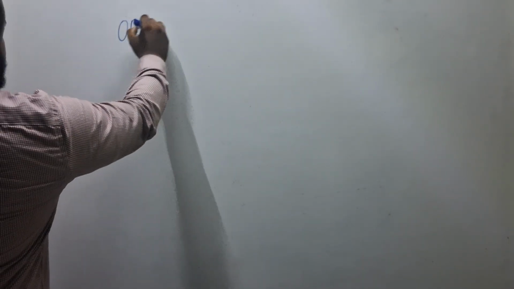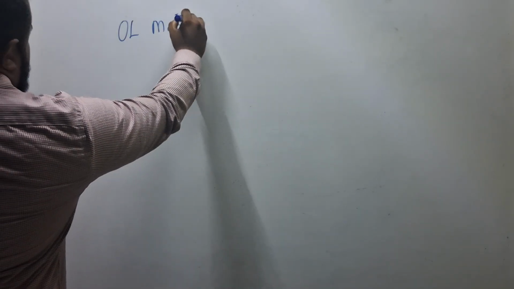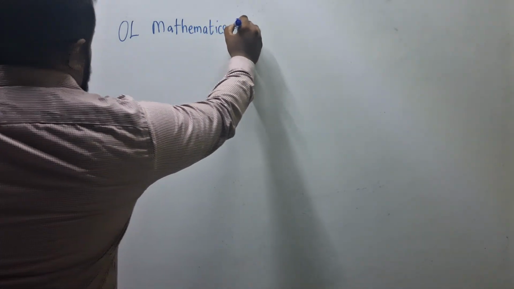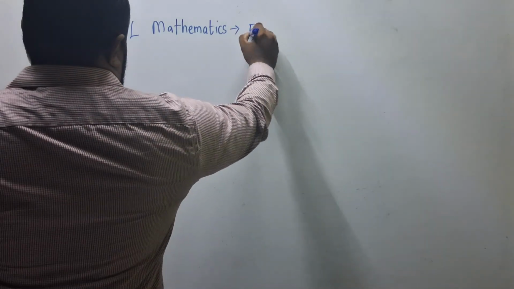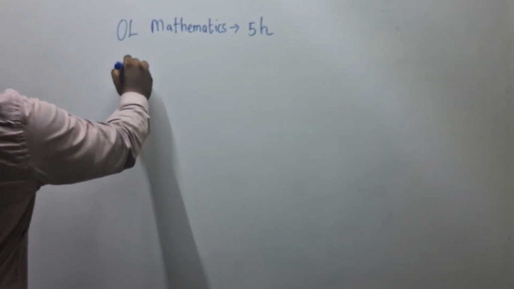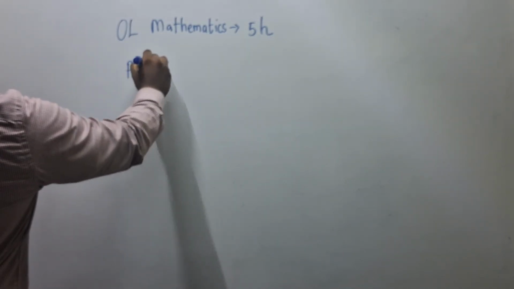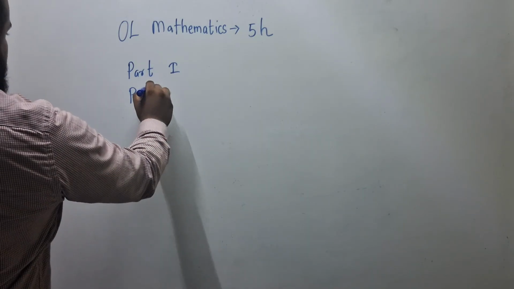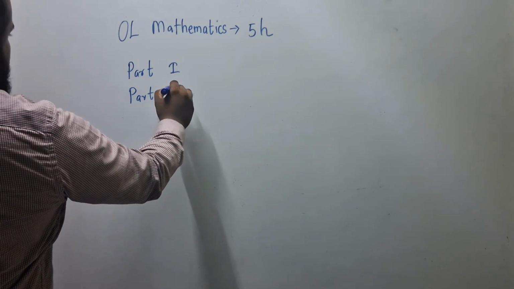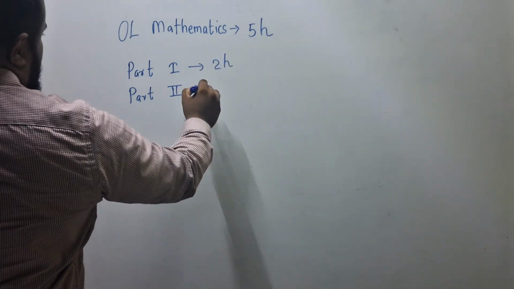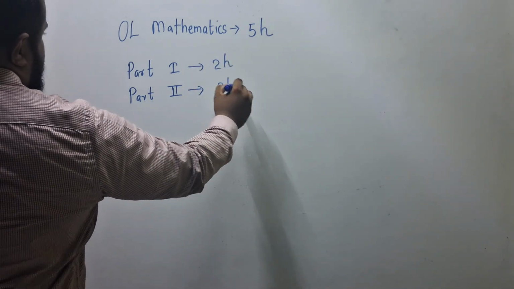The overall mathematics paper is a 5-hour question paper. It has two parts: part 1 and part 2. Part 1 is a 2-hour paper and part 2 is a 3-hour paper.